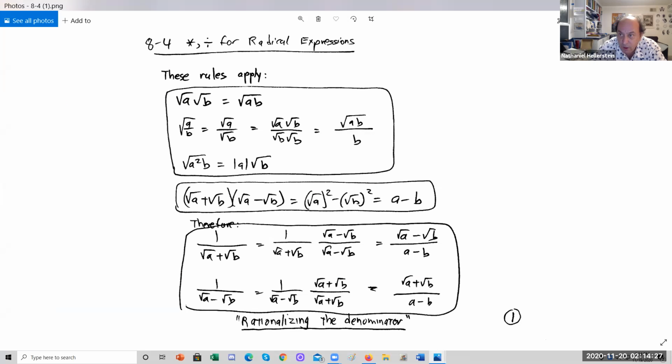Okay, we proceed. Here we'll be adding and multiplying and dividing radical expressions. Here's a couple of rules. The product of square roots is the square root of the product. That's because if you square root A times root B, the root A is multiplied by root A to give A, and the root B is multiplied by root B to give B, so you get the square root of AB, and therefore it's the same as root AB.